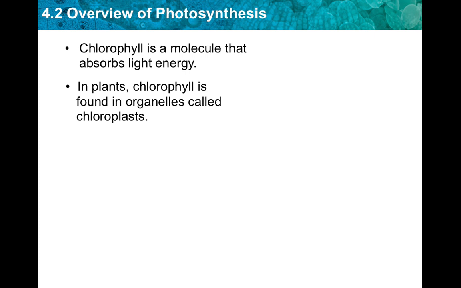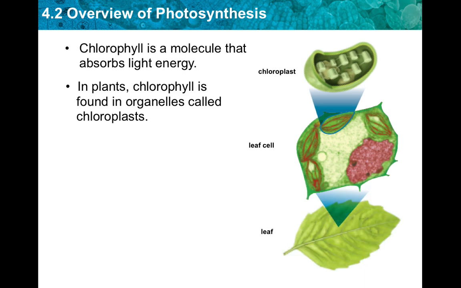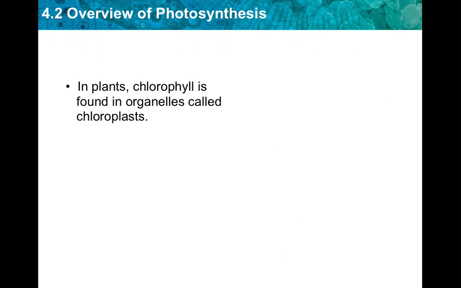It is the molecule in chloroplasts that absorbs some of the energy from light. There are two types of chlorophyll, A and B. They both absorb red and blue light, but neither of them absorbs green light. They only reflect it.